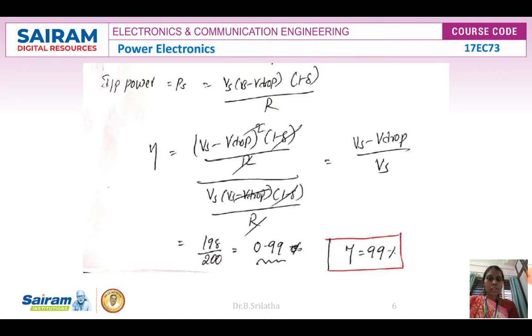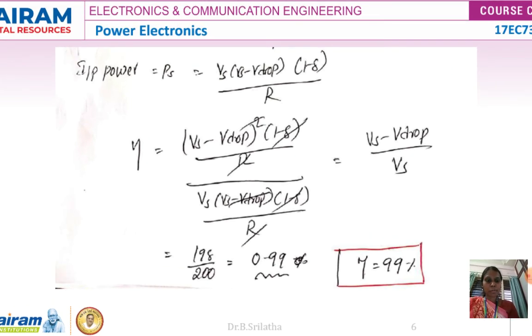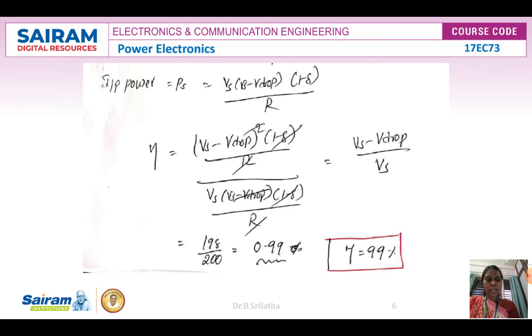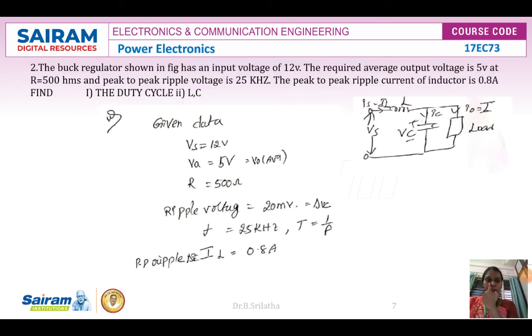So if you simplify this one, we'll get the efficiency as Vs minus V drop by Vs. We can substitute Vs minus V drop is 198 divided by 200, we got 0.99. That is, efficiency is 99%. Because of this 2% drop, we got 99%. If there is no drop, we'll get 100% here. Okay, clear? We'll see another problem.